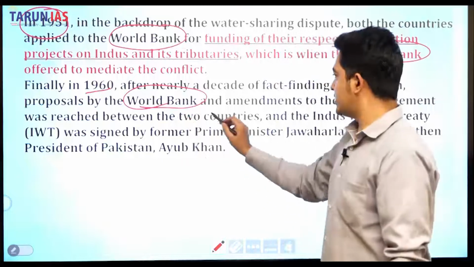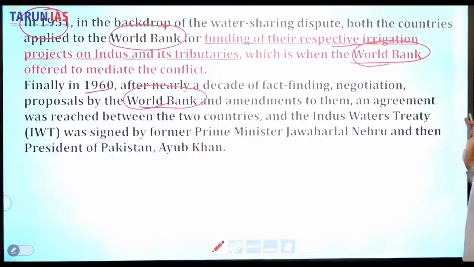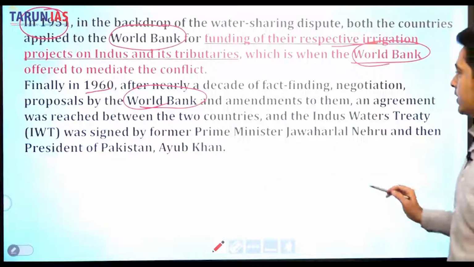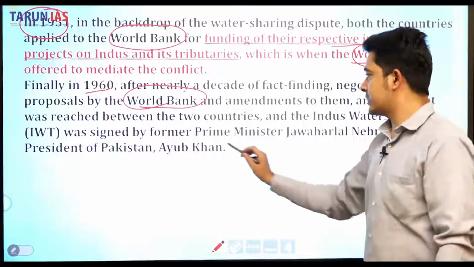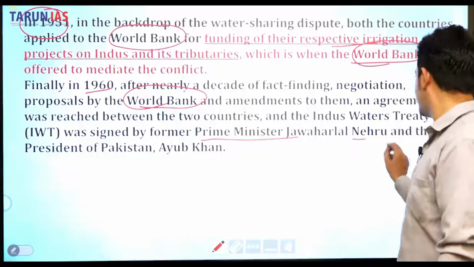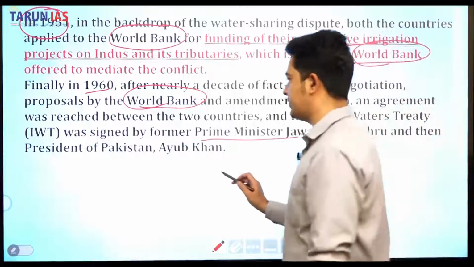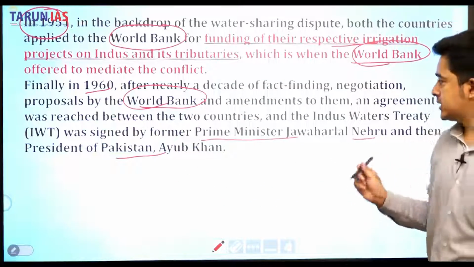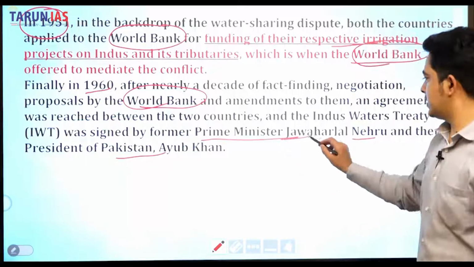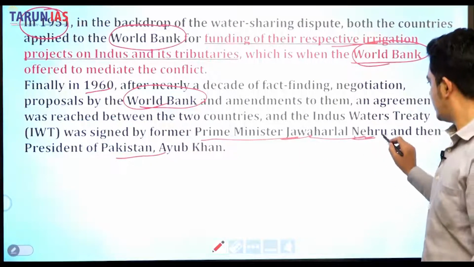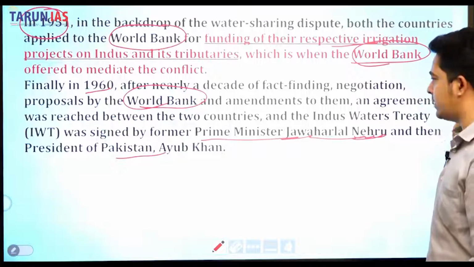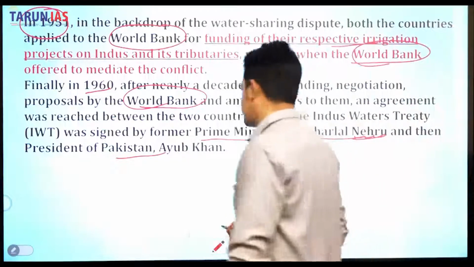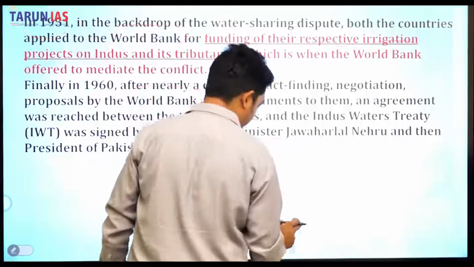So the proposal by the World Bank and amendments to them. An agreement was reached between the two countries and the Indus Water Treaty was signed. The former Prime Minister Jawaharlal Nehru and then President of Pakistan Ayub Khan. That is not more important because they will not ask about the name. But yes, you have to know the general data, like Jawaharlal Nehru and the President of Pakistan, which at that time was Ayub Khan.